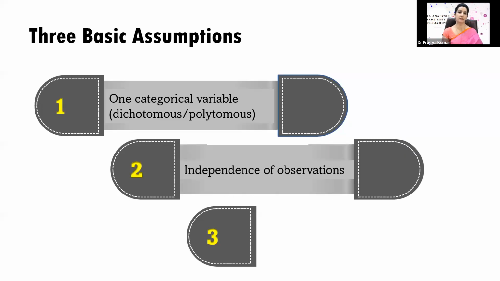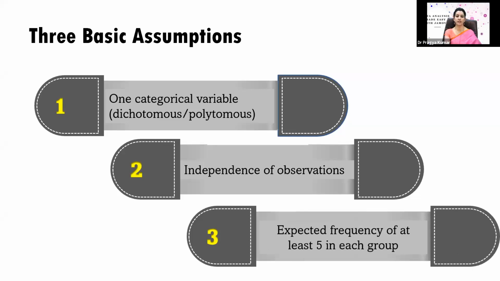The second assumption is the independence of observation. Independence of observation means if you have counted one individual in one category, we are not going to count that individual in the other category. And again, like all other chi-square tests, there is the assumption of at least expected cell frequency. And mind it, I am again emphasizing it as expected.